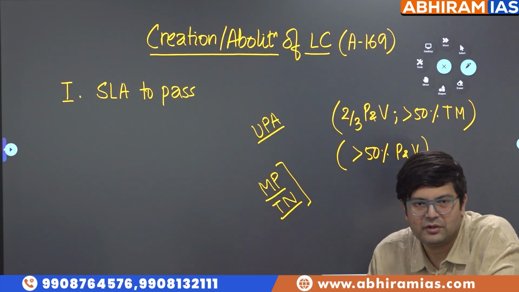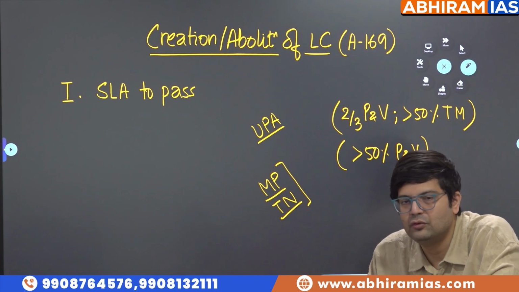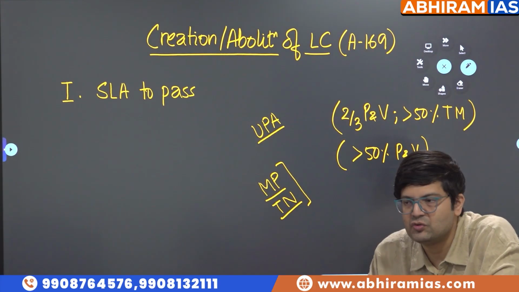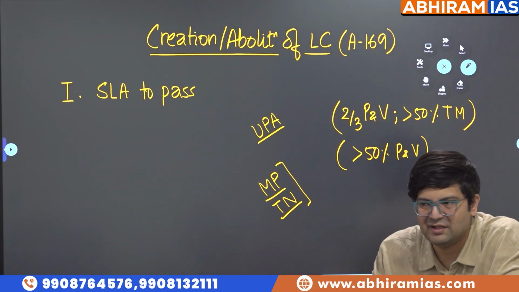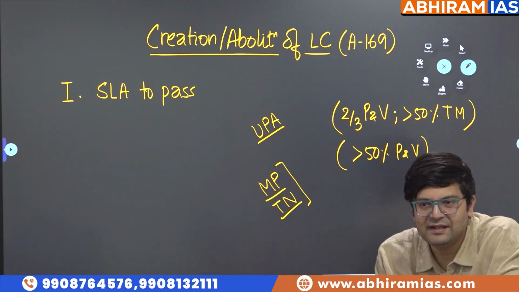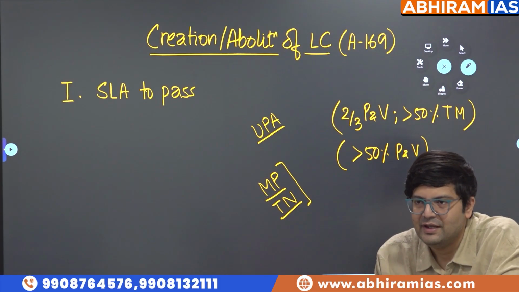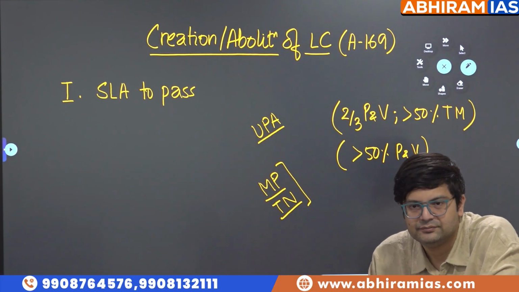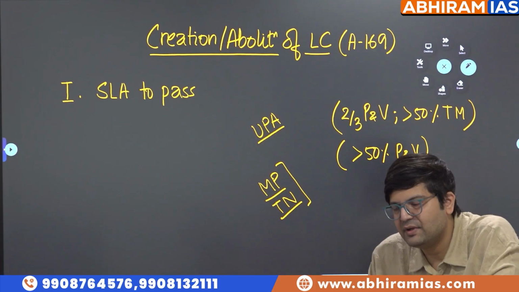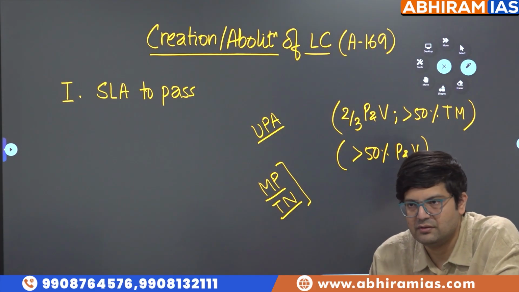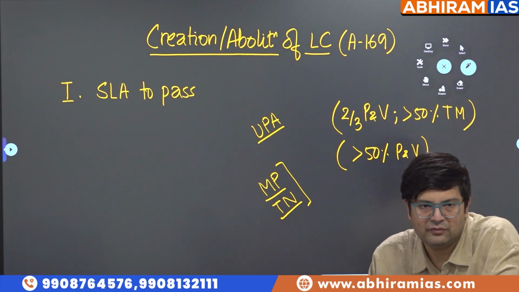But the third step is important. What is the next thing to do? The state government has to issue a notification to create the council. But in the meantime, DMK lost the election and AIADMK came to power. And AIADMK did not issue any such notification for creating a council.